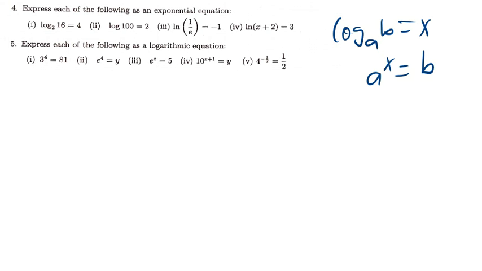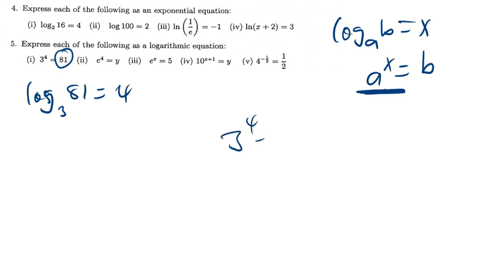Okay, so now the power is going to be equal to the base. Any number which is raised to a power, that is your base. For example, the first one is log with base 3, which is outside, equal to 4. If I want to convert this to exponential, it's going to be 3 raised to the power 4 is equal to 81.